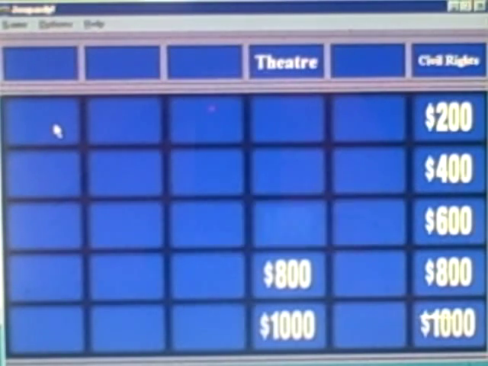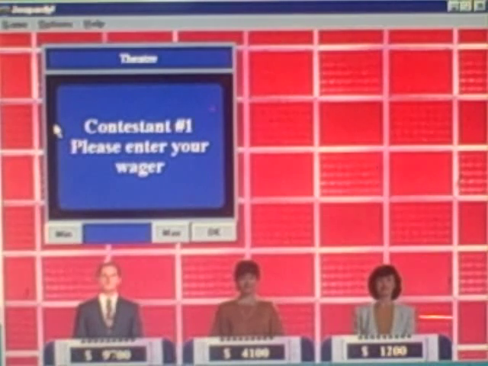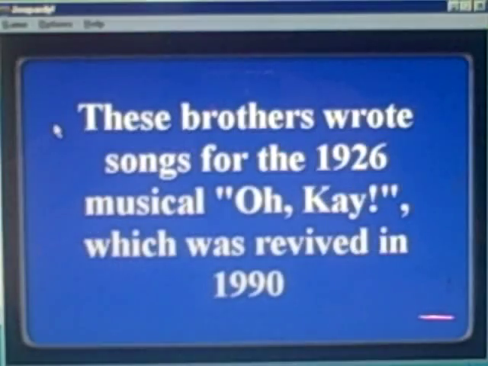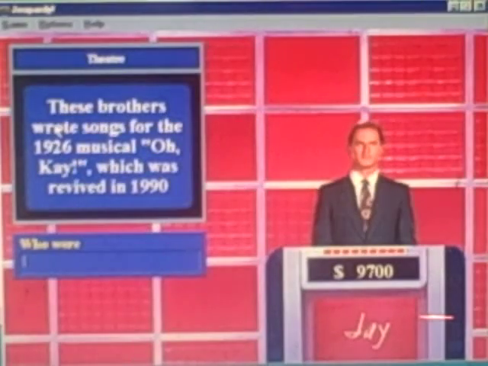Contestant number 1. The other Daily Double. Contestant number 1, 9,700. What would you like to wager? I'm going to do just 300. These brothers wrote songs for the 1926 musical Oh, Kay!, which was revived in 1990.